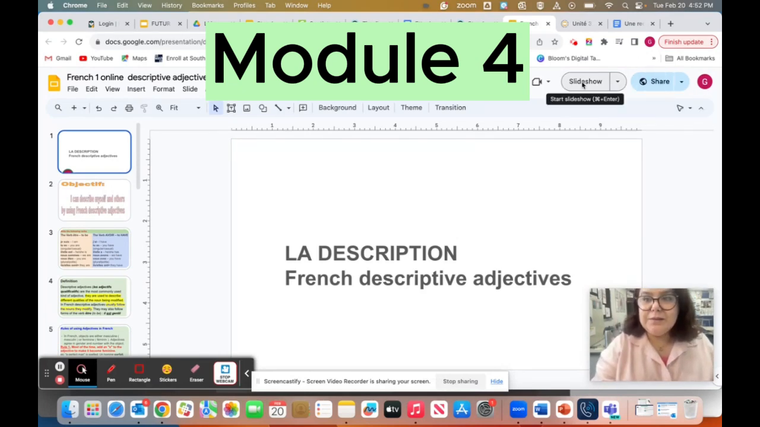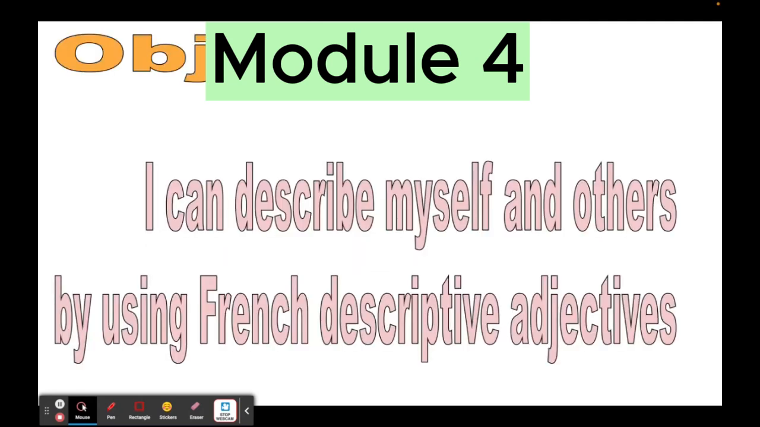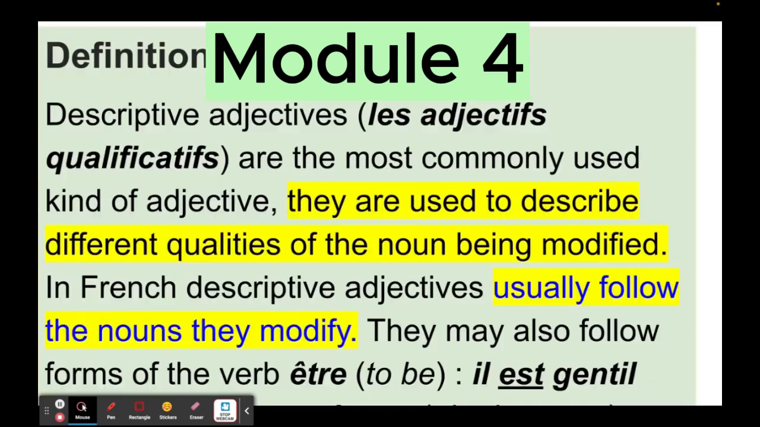And in this lesson, we are going to learn how you use descriptive adjectives in French and how you change them based on the gender and the number. So here we go. The objective for the lesson is: I can describe myself and others by using French.